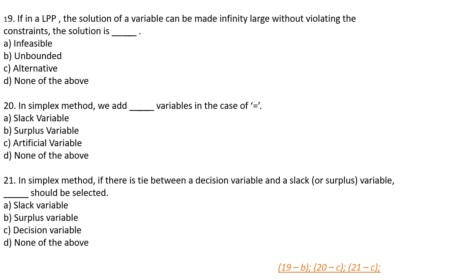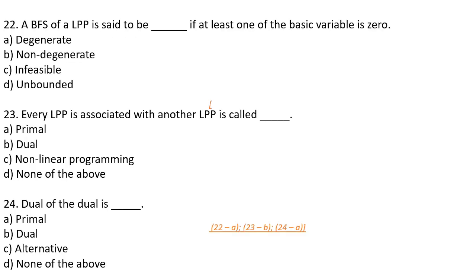21. In the simplex method, if there is a tie between a decision variable and a slack or a surplus variable, dash should be selected. Slack variable, surplus variable, decision variable, none of the above. Correct answer is option C, decision variable. 22. A BFS of a LPP is said to be dash if at least one of the basic variables is 0. Degenerated, non-degenerated, infeasible, unbounded. Correct answer is option A, degenerated.